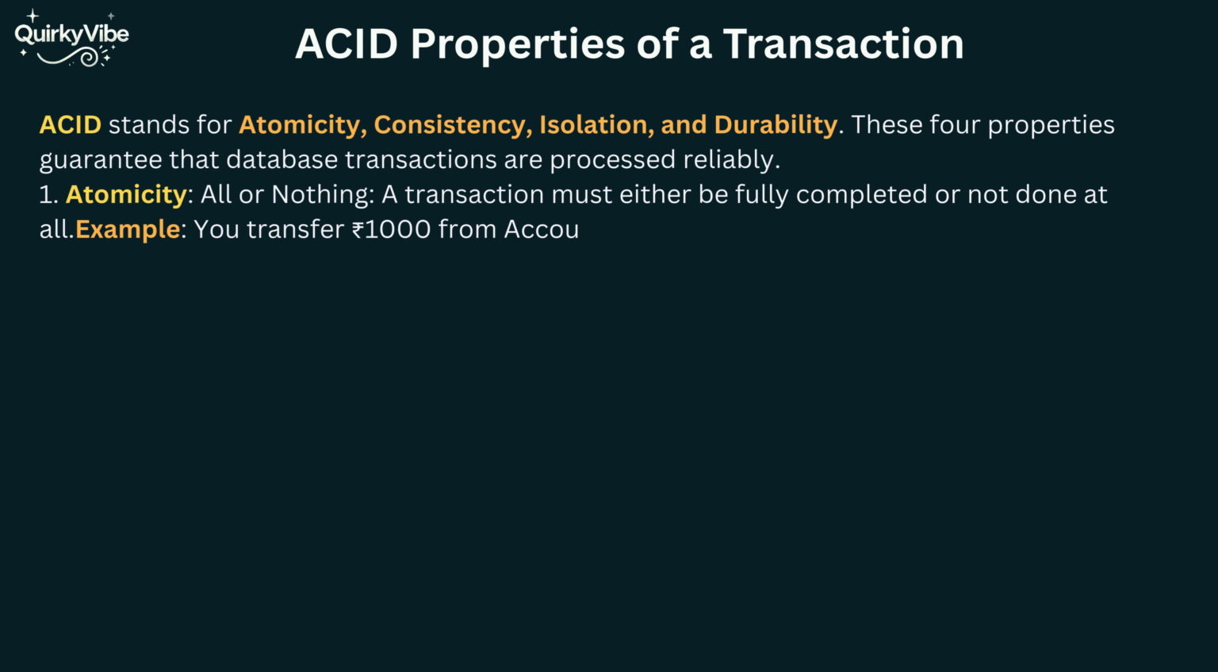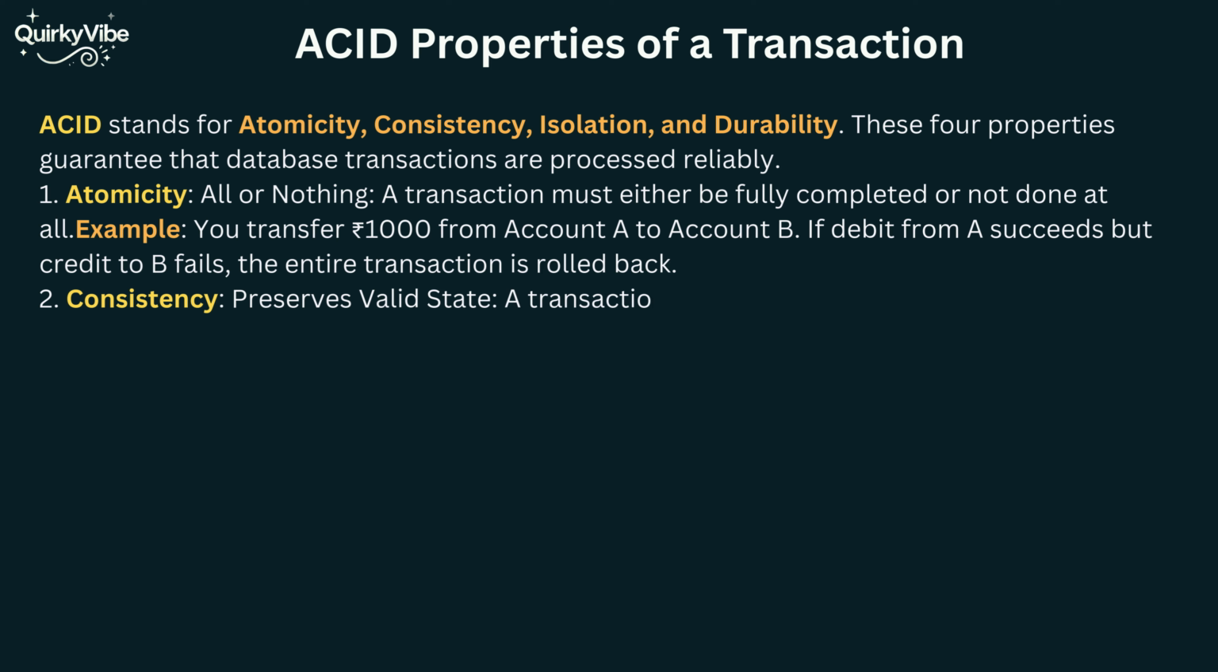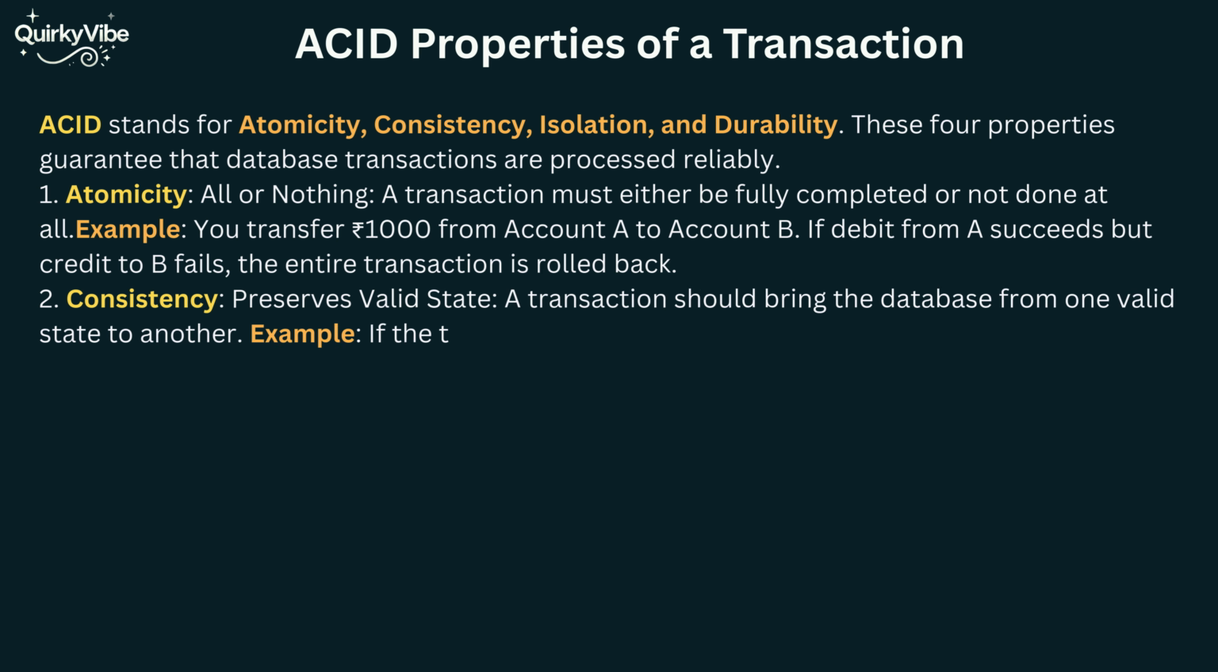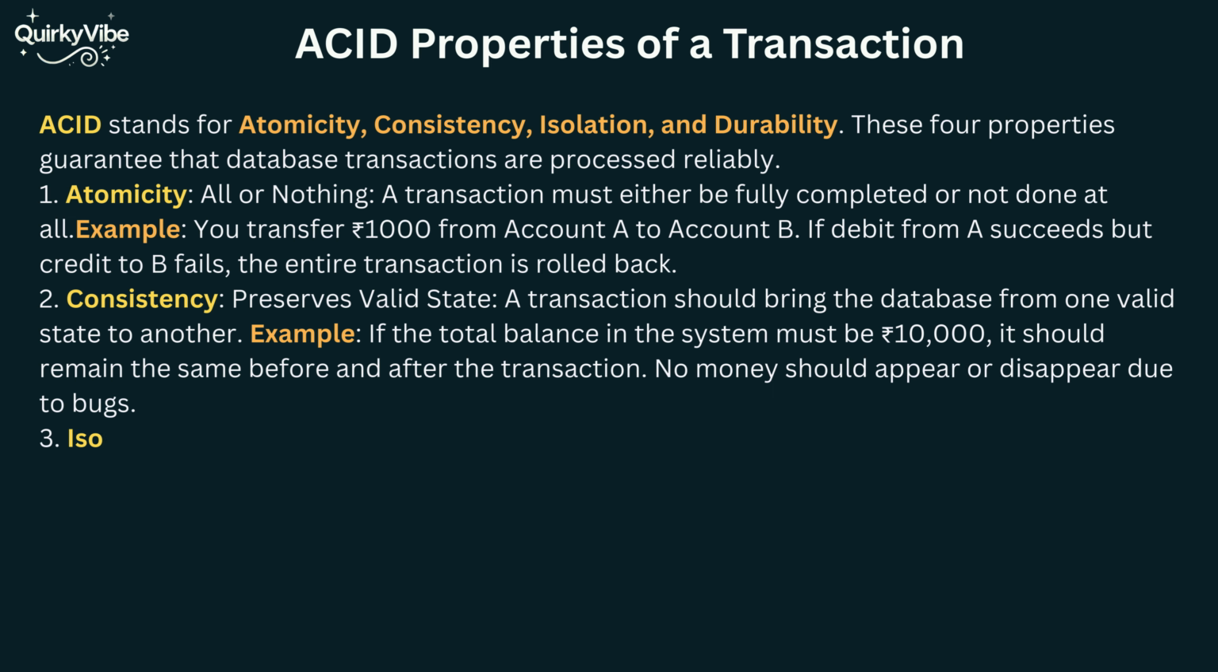Example, you transfer 1000 rupees from account A to account B. If debit from A succeeds but credit to B fails, the entire transaction is rolled back. 2. Consistency, preserves valid state. A transaction should bring the database from one valid state to another. Example, if the total balance in the system must be 10,000 rupees, it should remain the same before and after the transaction. No money should appear or disappear due to bugs.